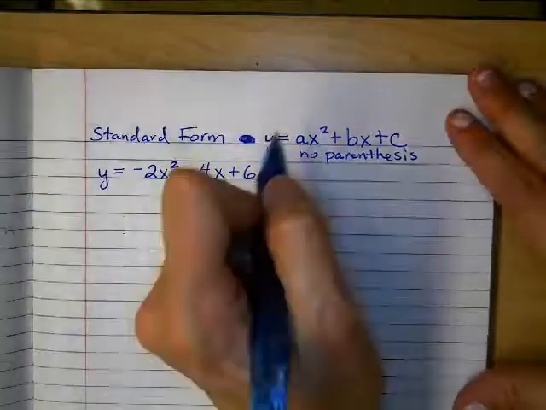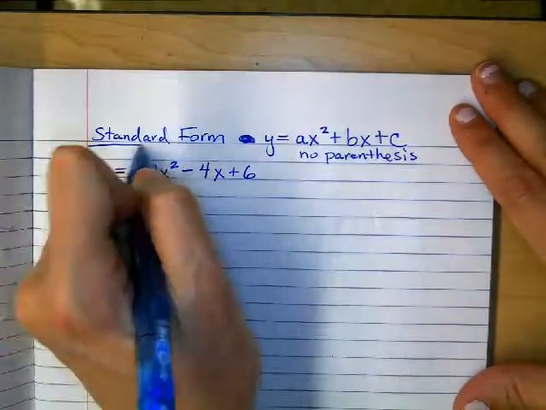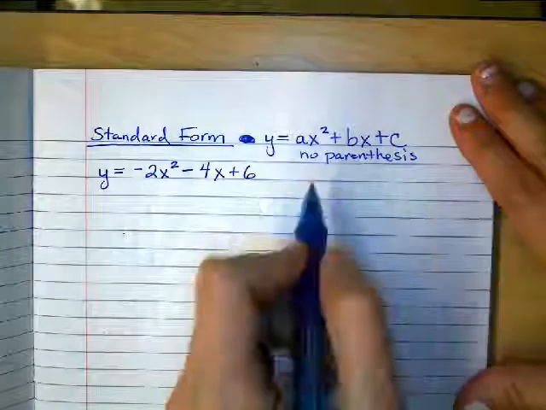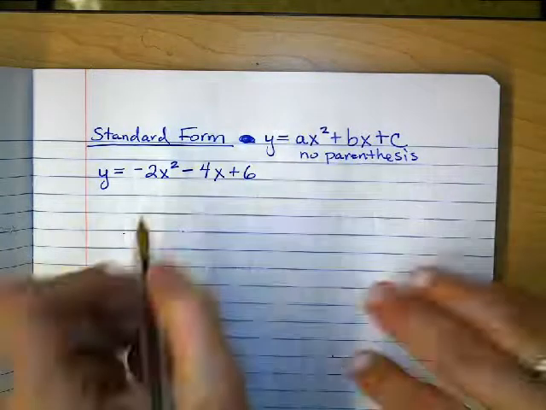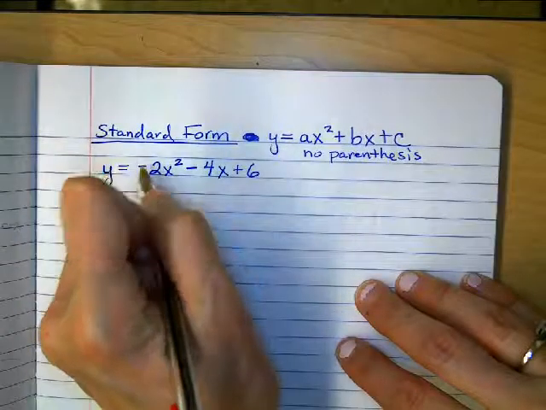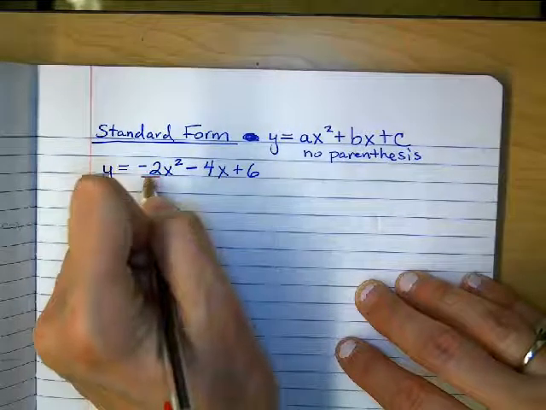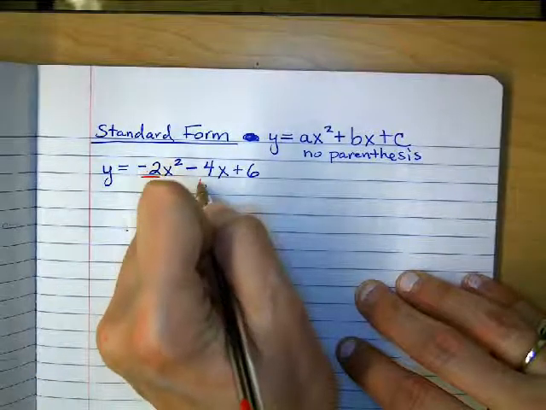Okay, so I don't see parentheses, but I have a number here. That number is A. The second number of the problem is B, and the third number of the problem is C. It's pretty easy. Just label them A, B, C.